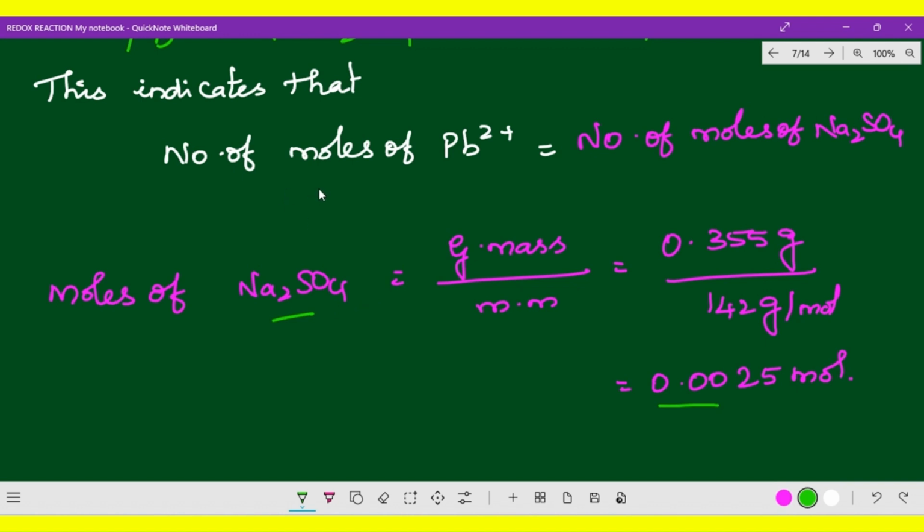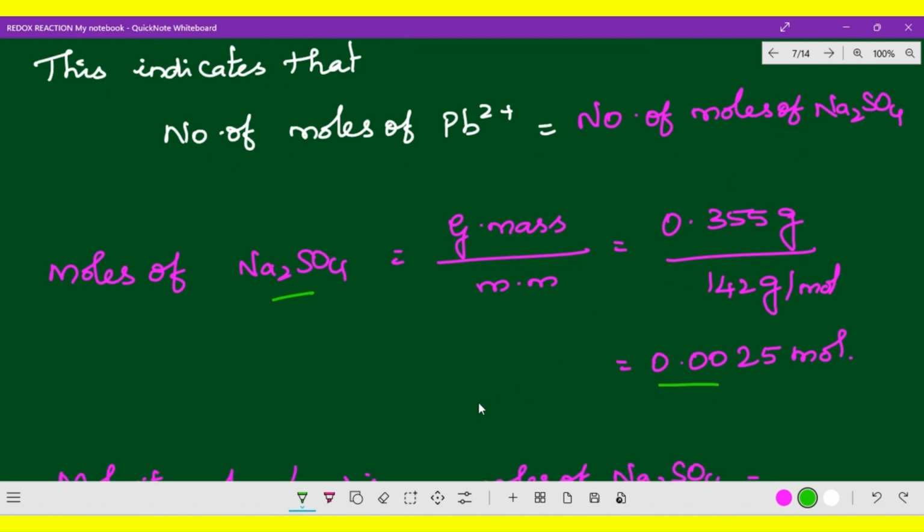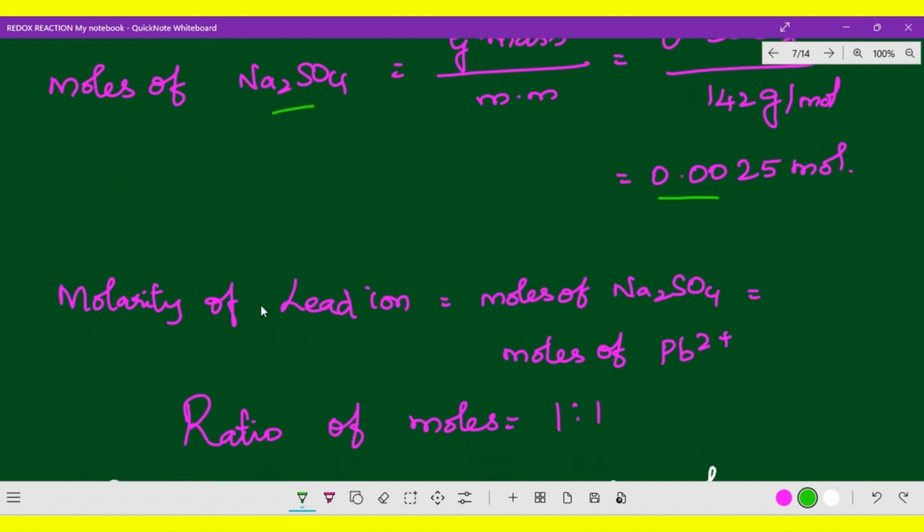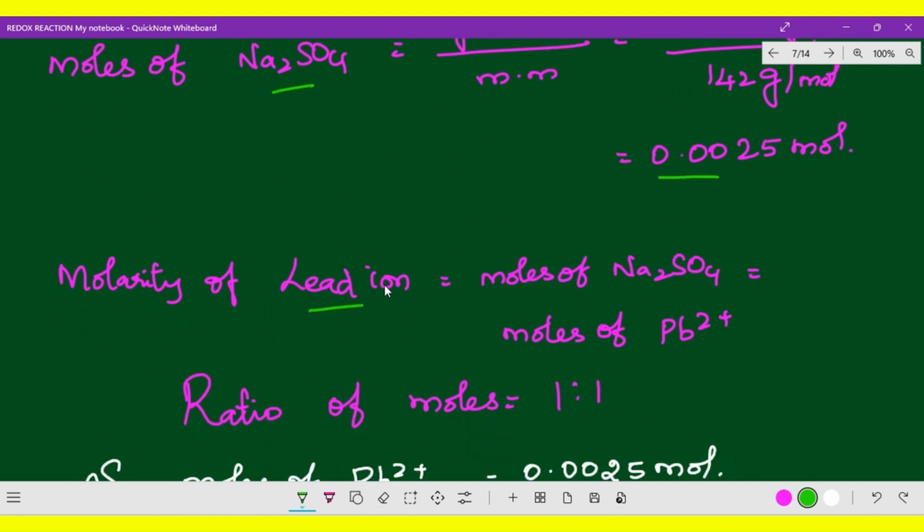So that means the ratio will be equal only. Why did I mention equal? Because the number of moles of Pb2+ is equal to the number of moles of Na2SO4 in this balanced equation. Now we have to identify molarity, the molarity of lead ion, which is what they asked in the question. Suppose the number of moles varied, then according to that we could balance and go further. But here it is equal. So the molarity of lead ion is based on moles of Na2SO4, which equals moles of Pb2+.